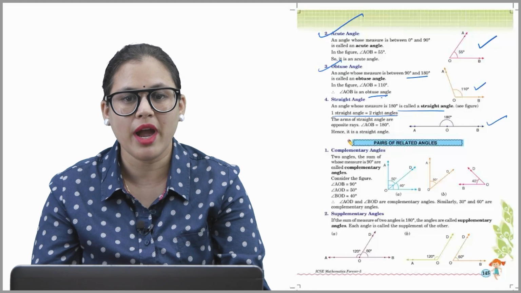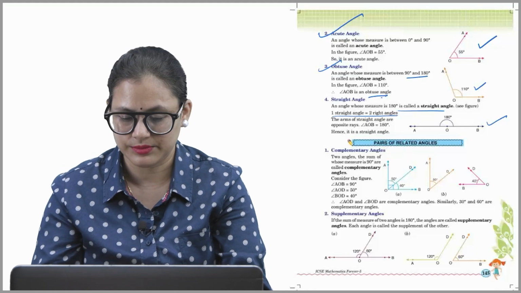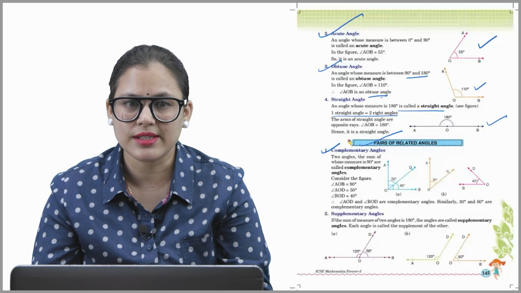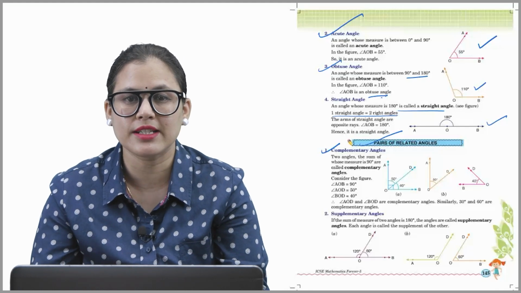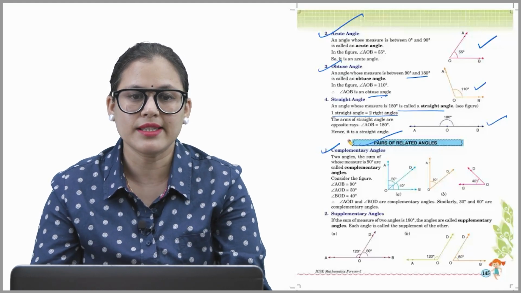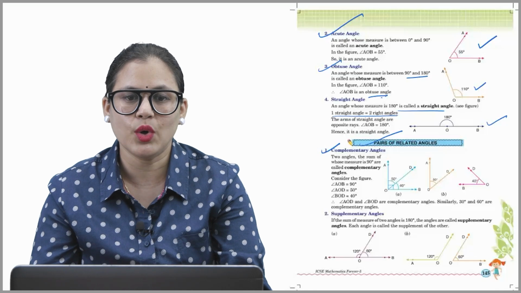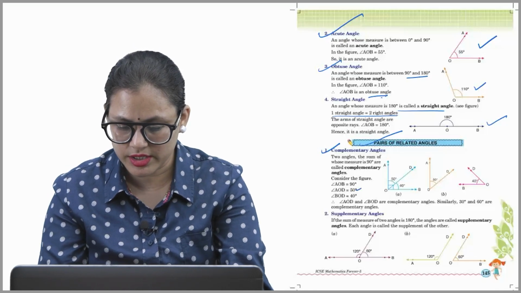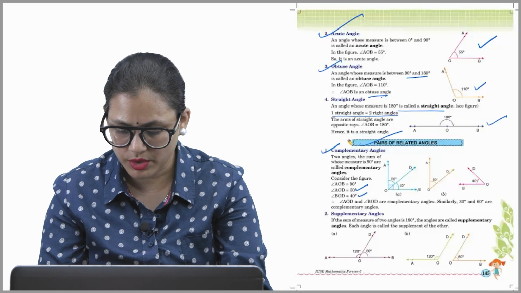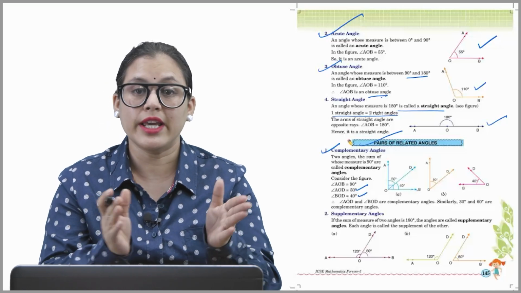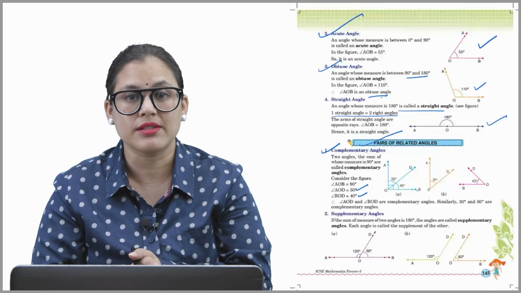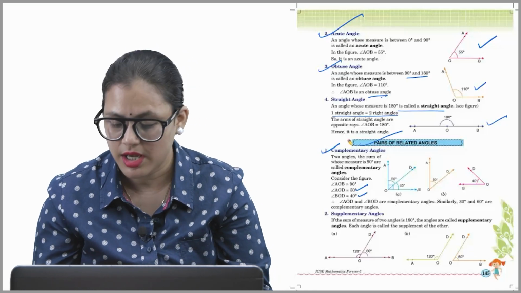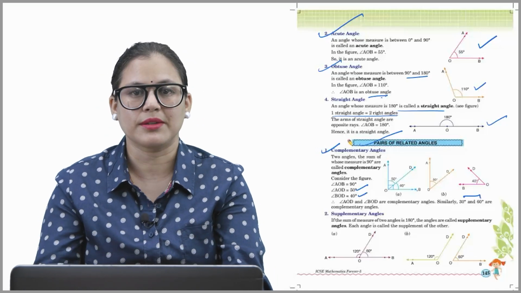Now pairs of related angles. Number 1, complementary angles. Two angles, the sum of whose measures is 90 degrees, are called complementary angles. Consider the figure. Angle AOB is equal to 90 degrees. As you can see, AOD is 50 degrees, BOD is 40 degrees. So angles AOD and BOD are complementary angles. Similarly, 30 degrees and 60 degrees are complementary because the sum of these two angles is 90 degrees, right?